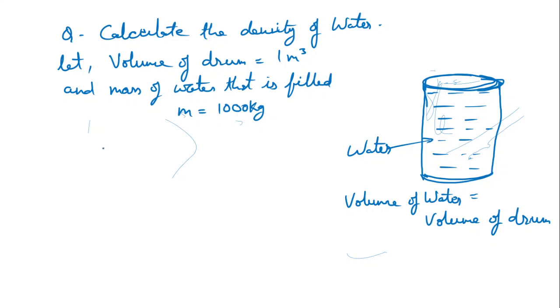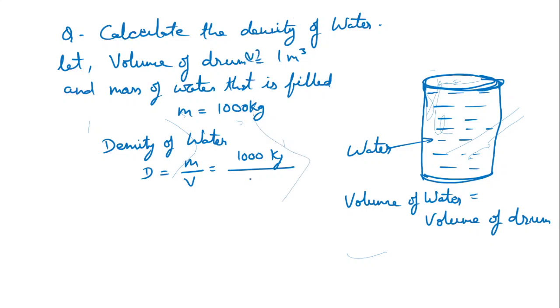Then the density will be what? So density of water, D is equal to, we have the formula mass upon volume. So mass is 100 kg divided by volume of the drum, here we have got the value of V, this is 1 meter cube. So the density of water has come to 1000 kilogram per meter cube.